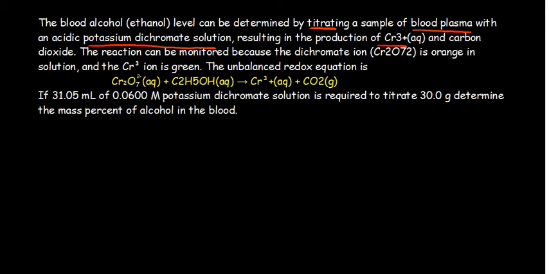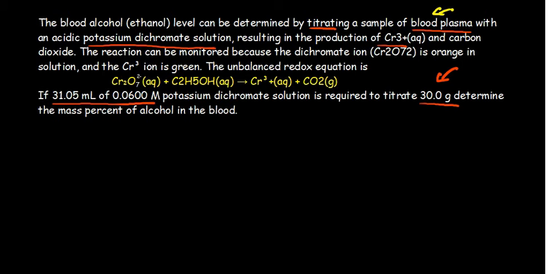Okay, so now the question says if a volume of 1.05 milliliters of 0.06 molar concentration of potassium dichromate solution is required to titrate 30 grams, determine the mass percent of alcohol in the blood. Okay, so one thing that we need to understand first of all is we have been given blood plasma, as we can see. Now in the blood plasma, that is where we do have our alcohol, because the question says the blood alcohol level can be determined by titrating a sample of blood plasma. So in the blood plasma, that is where we have our blood alcohol. So the mass that has been given there is the mass of the blood plasma itself.